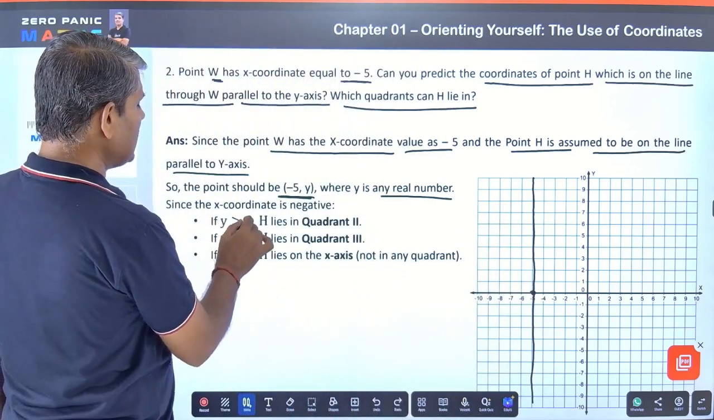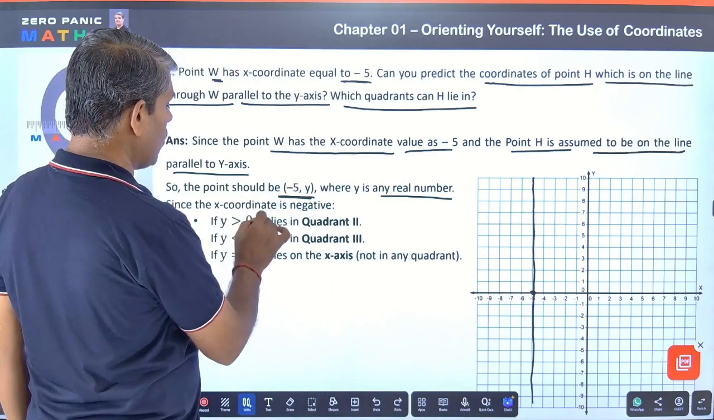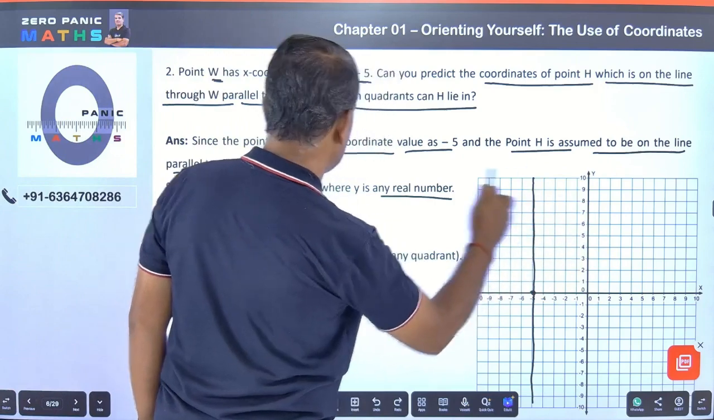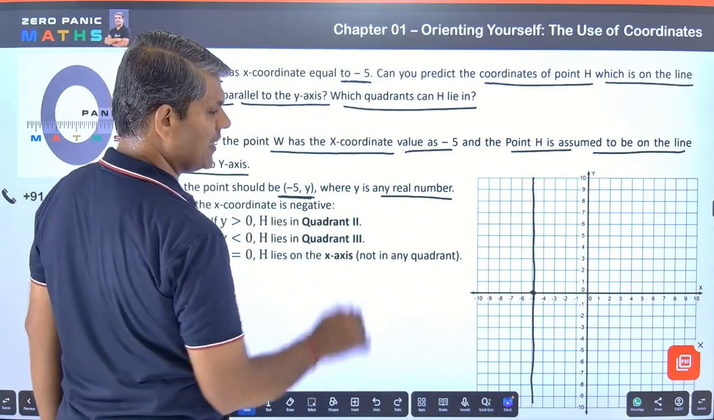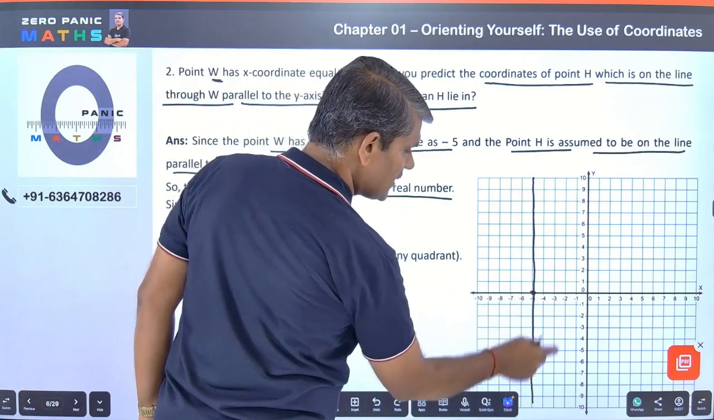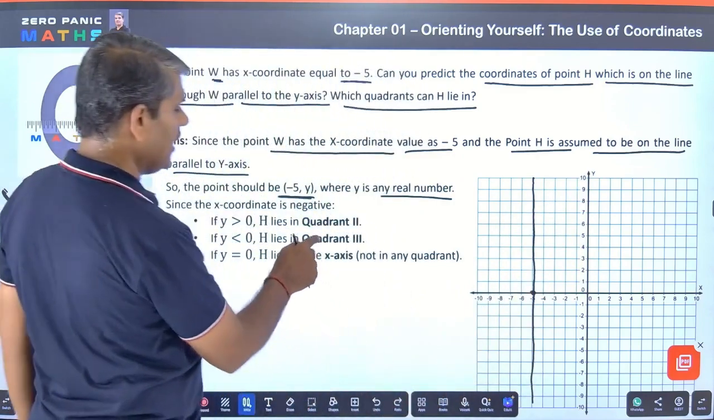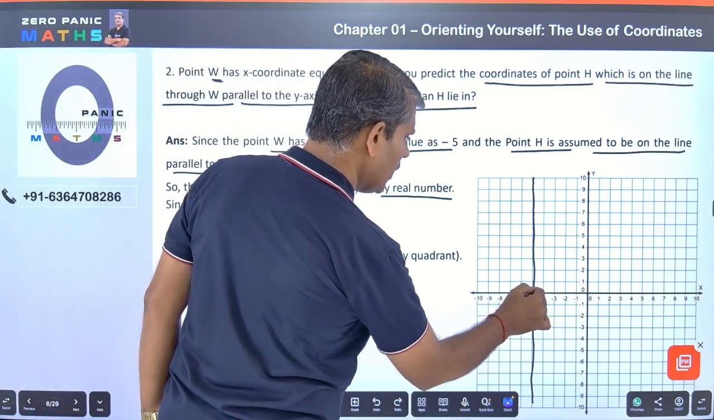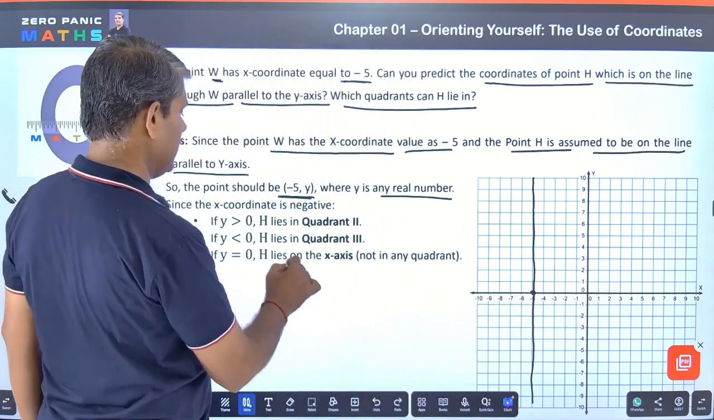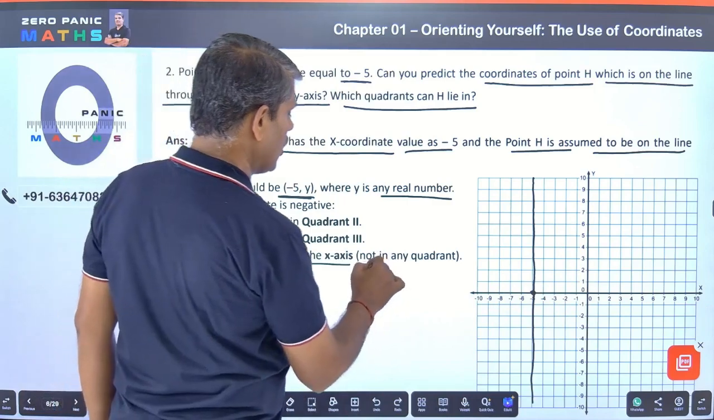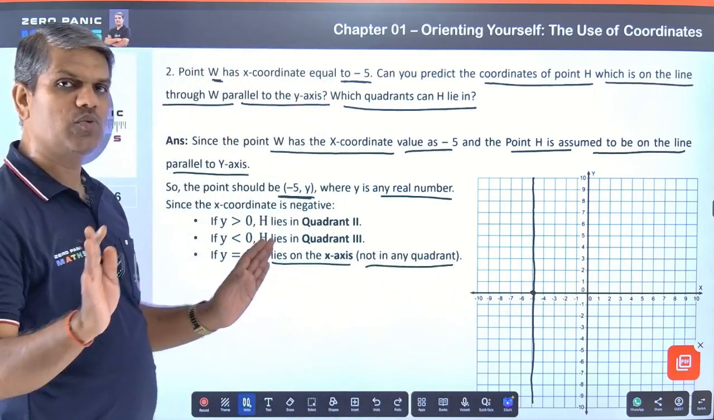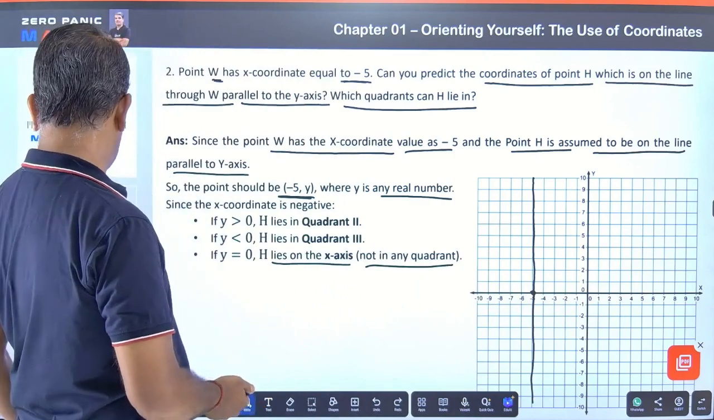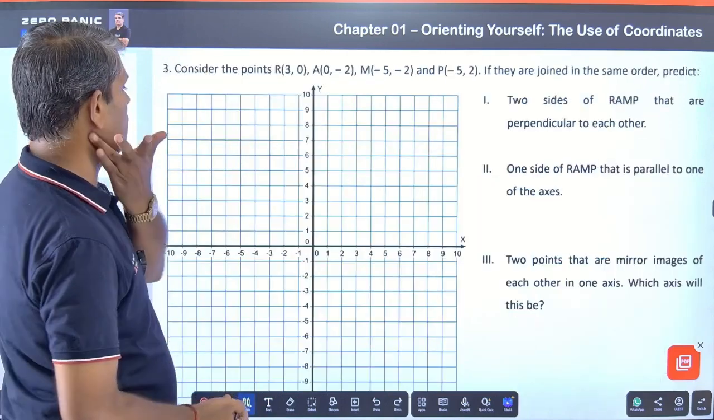If y is greater than 0, then H lies in the second quadrant. If y is less than 0, then it will lie in the third quadrant. And if y is equal to 0, then it will be on the x-axis, not in any of the quadrants. This is the answer for this. Understood? Now let us move quickly to the next problem.